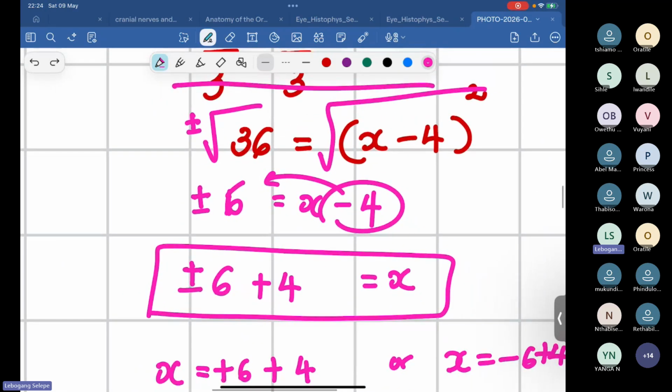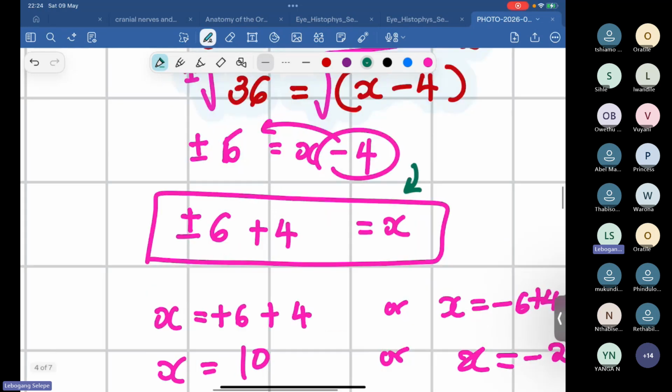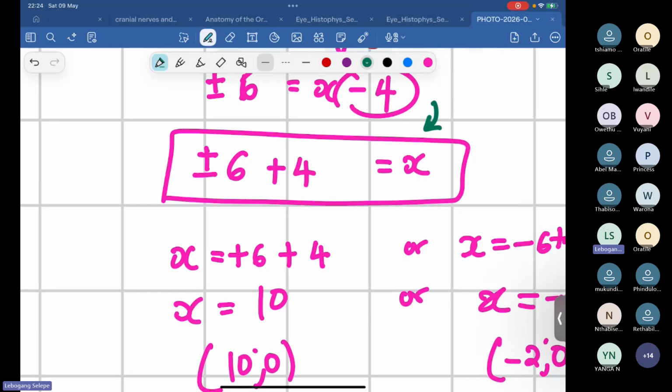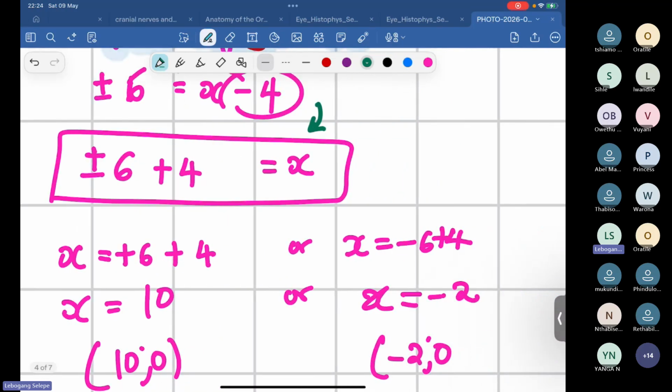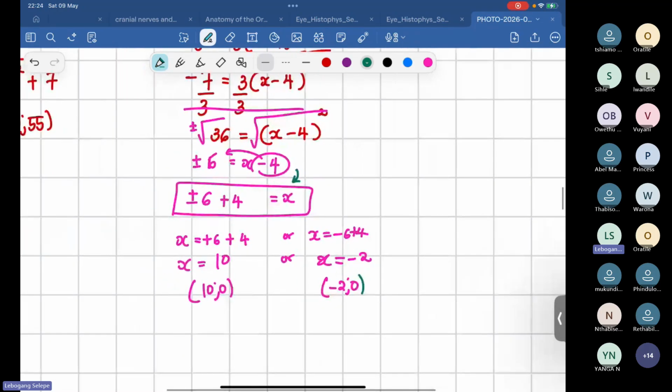So there are two numbers in there. It's not just a positive 6, there's also a negative 6, which is equal to x minus 4. Then that will give you positive or negative 6 plus 4, right? Which means that you actually have two x values: the x value where 6 is positive, and the x value where 6 is negative. The 4 is always positive because it only has one sign. So that's how we ended up with x equals positive 6 plus 4, or x equals negative 6 plus 4, which gave us x equals 10 or x equals -2. Those would have been your x-intercepts. Then you can sketch the graph from there.